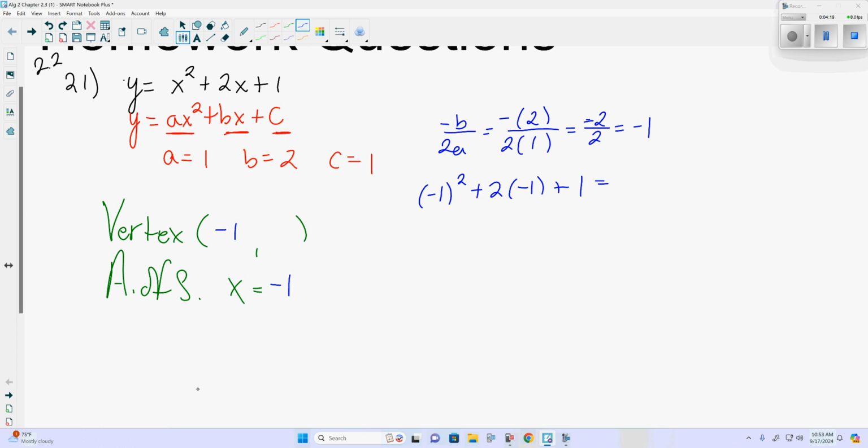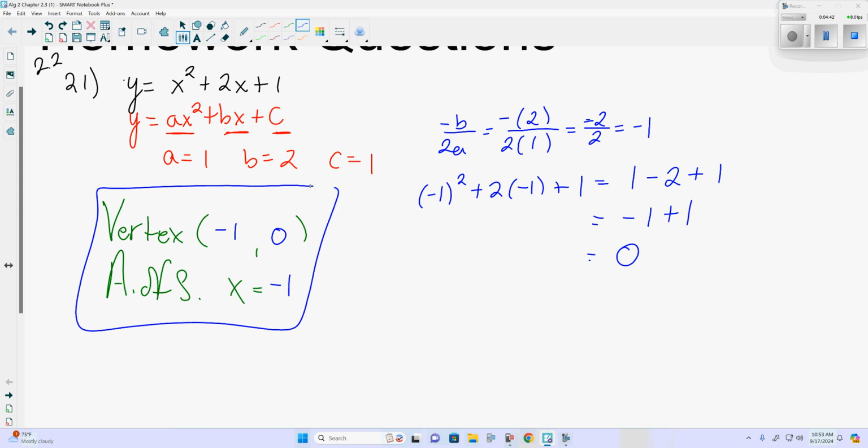The best thing I can say is when in doubt, put the parentheses. Because if they're needed and you don't have them, it's going to hurt you. If they're not needed and you have them, it's not going to make a difference. Because here it'd be 1. 2 times negative 1 is negative 2, plus 1, which tells us the y value is 0.